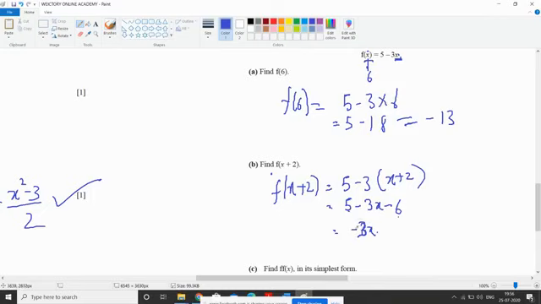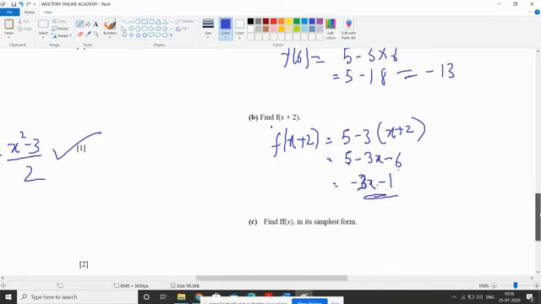5 minus 6 is minus 1 and minus 3x. So minus 3x minus 1. That's the answer.